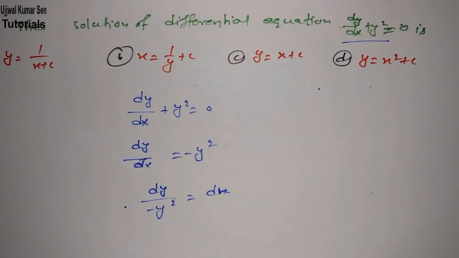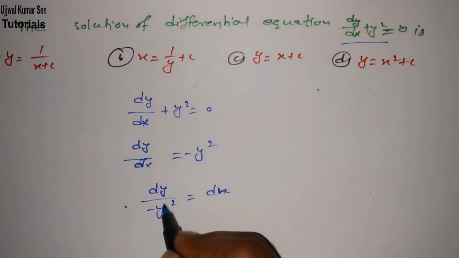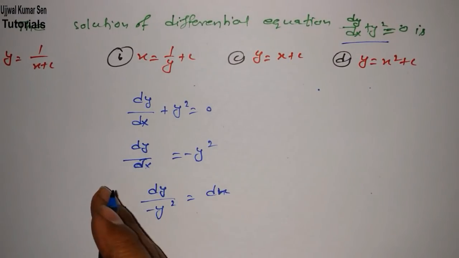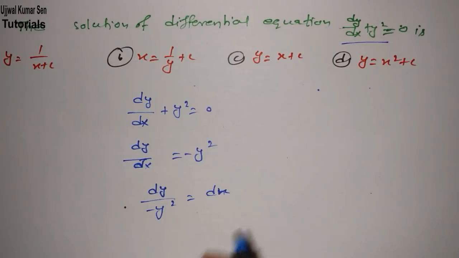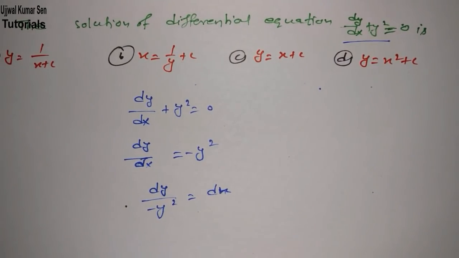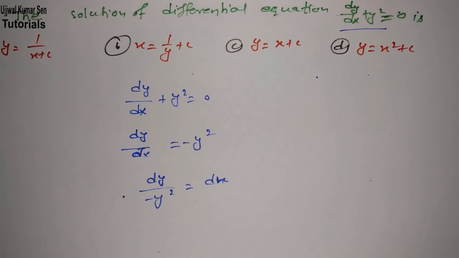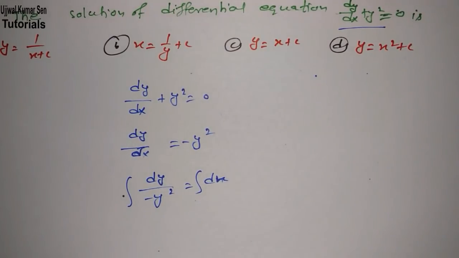Okay, done. Now we can do integration on both sides. In the case of variable separable, we have to separate all the variables together. That means the same variables are grouped on one side, and this one is x, right? Now we can integrate both sides. If you are a beginner, you may not understand how to do the integration here.